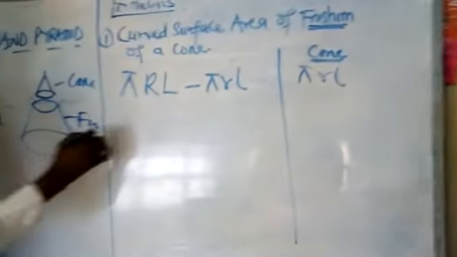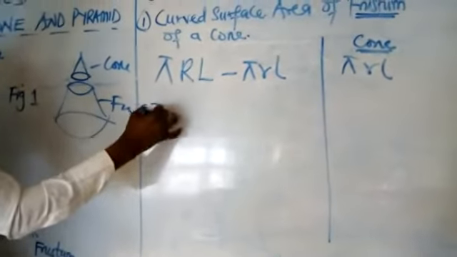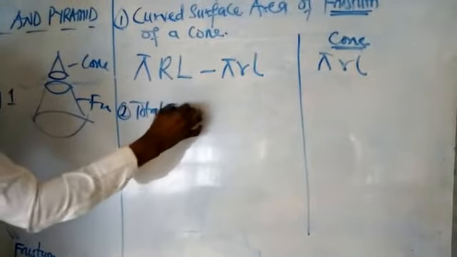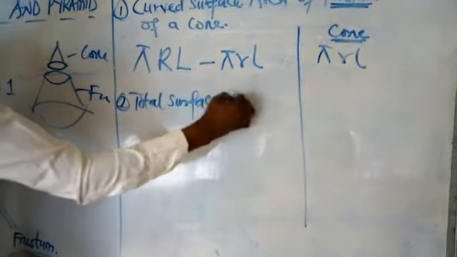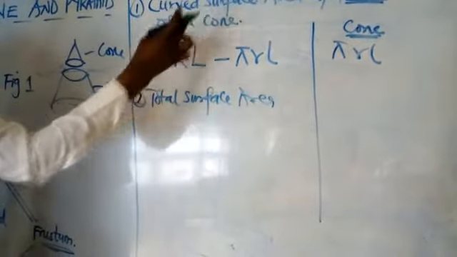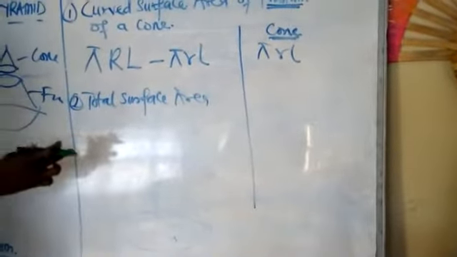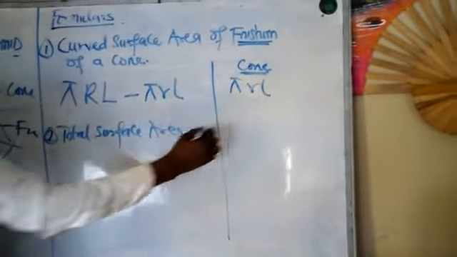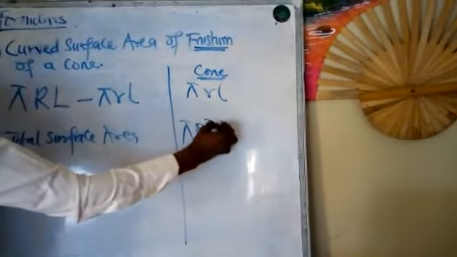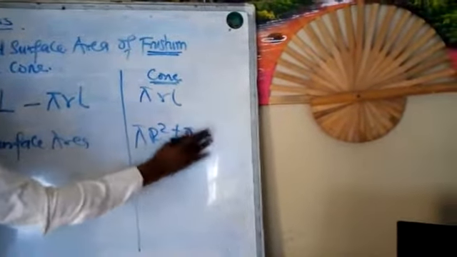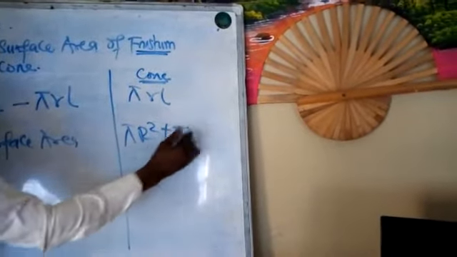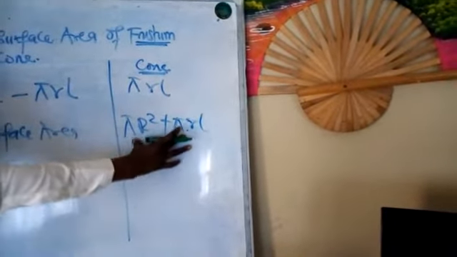So another thing you can be asked to look for is the total surface area of the frustum of a cone. Also, the total surface area of the frustum of a cone is different from the total surface area of the cone. Now, you know the total surface area of the cone is πr² + πrL. This is the formula for calculating the total surface area of a cone.